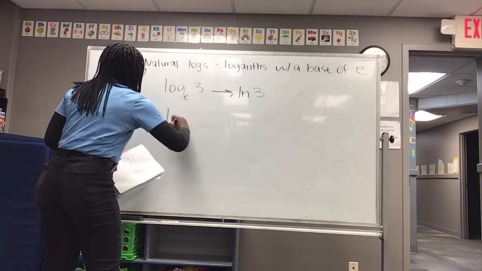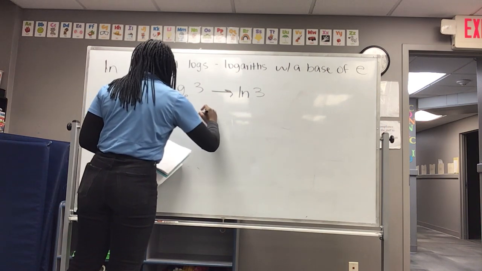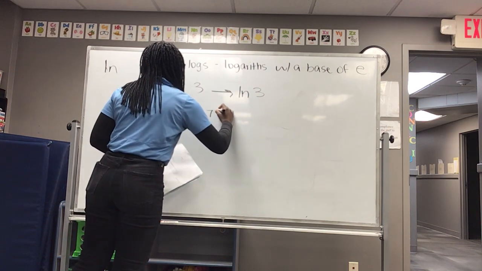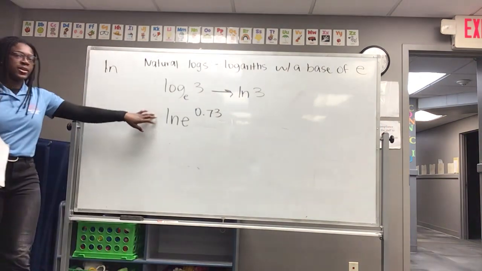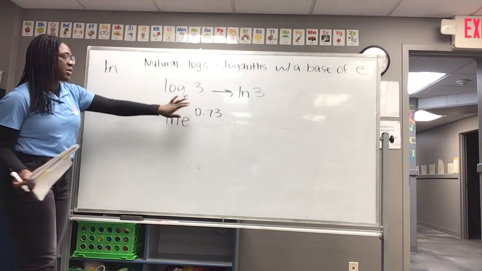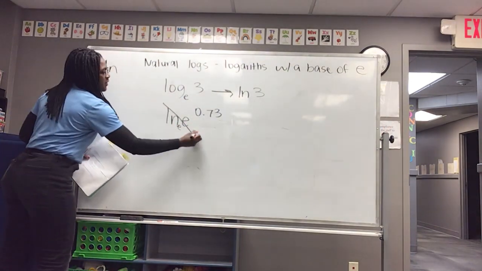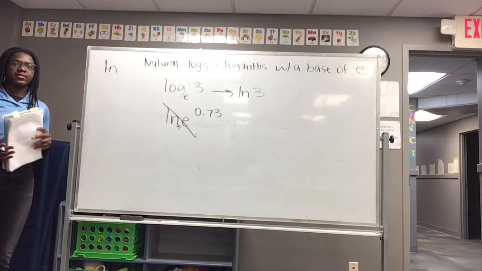You can use your calculator to solve these, but for these you don't need a calculator. If I gave you ln of e to the power 0.73, do you guys know what this would equal? Natural log, remember, has a base of e. So technically there's an e down there, and those cancel out. You've just got your 0.73 left.